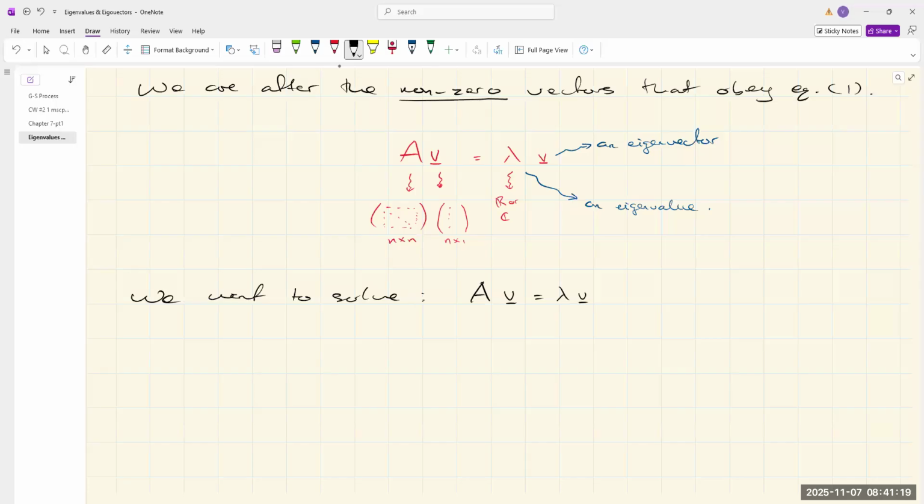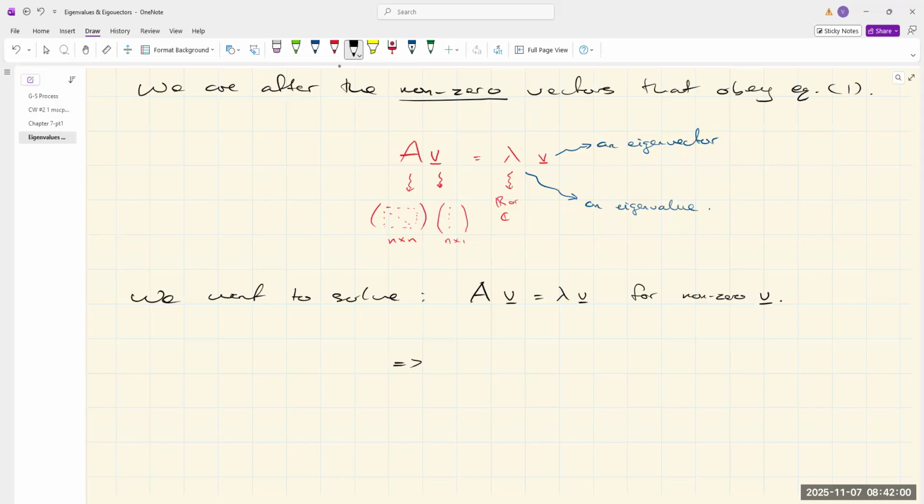So we want to solve this equation, but what's the condition on V for non-zero vectors V? Remember, the zero vector will always satisfy this equation. We are interested in non-zero vectors. In fact, an eigenvector is defined as a non-zero vector satisfying this equation. So eigenvectors are not zero. Now you could ask, could you have a zero eigenvalue? And the answer is yes, you could have eigenvalues that are zero.